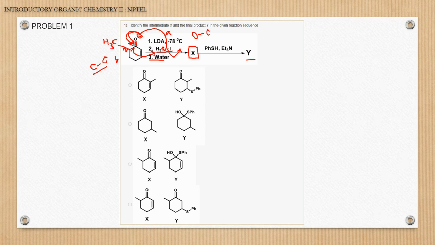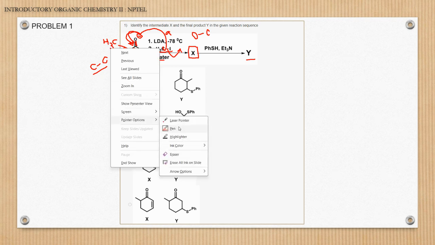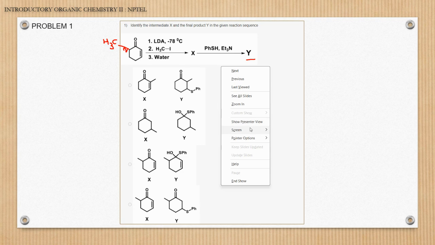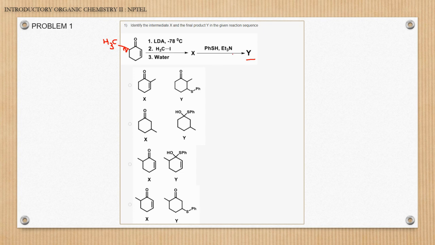Now after having X in hand, they have treated it with phenyl sulfide, basically thiophenol, and triethylamine. Triethylamine is a base here, and thiophenol is a nucleophile here. So after the formation of X, this would be X, guys. So now tell me what will happen next.